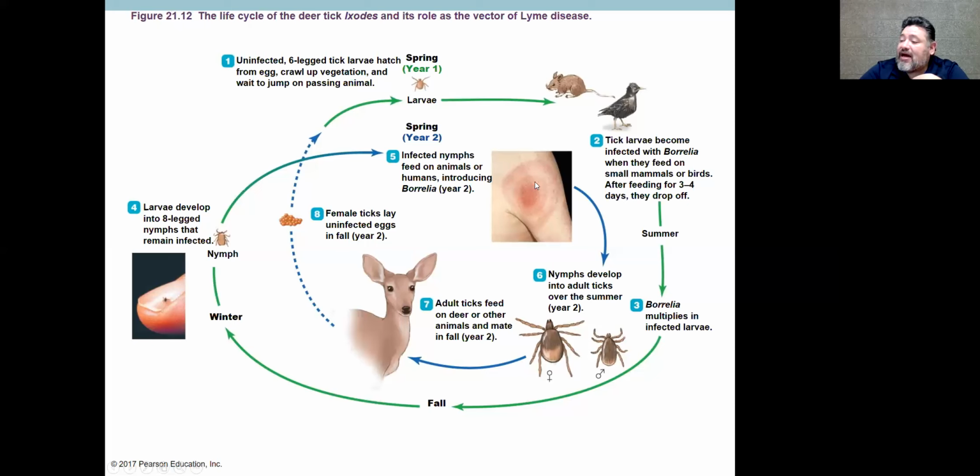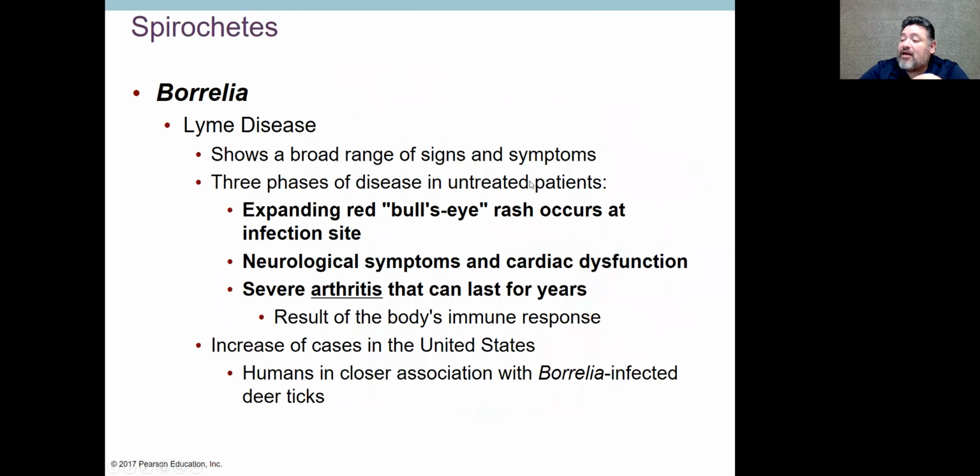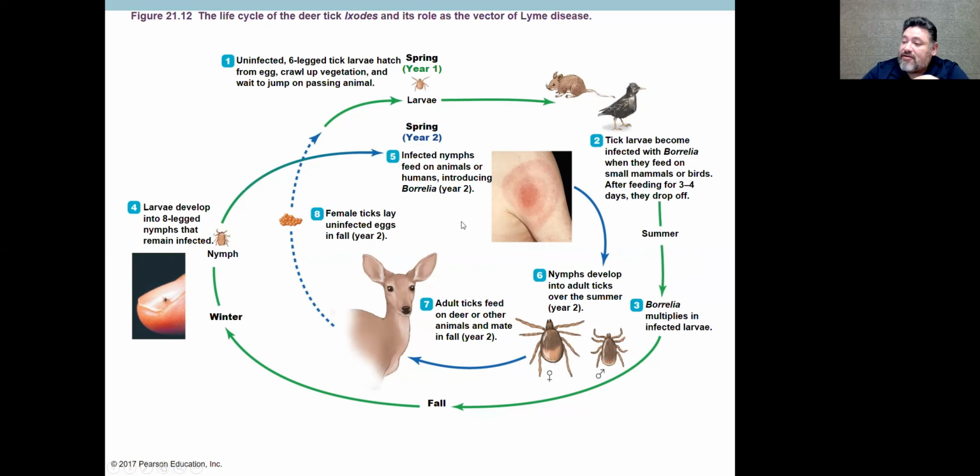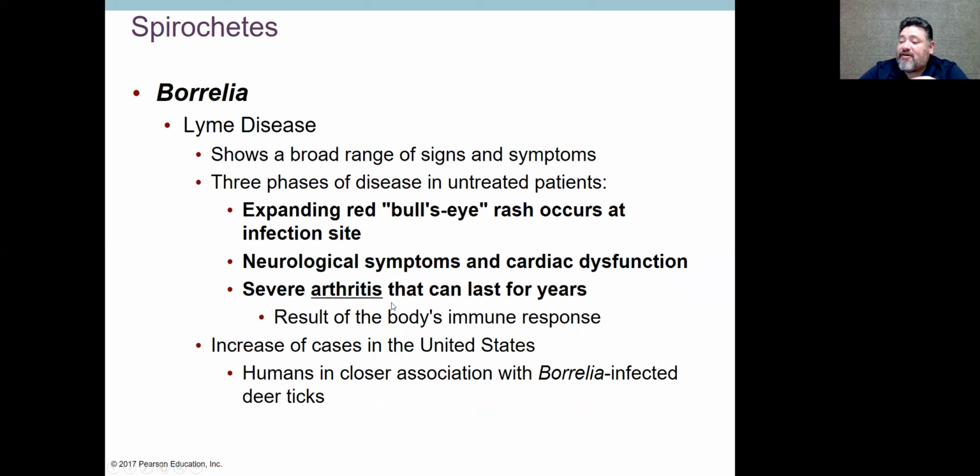And here we're showing the bullseye rash. Okay, that looks very good. That's a very good example of the so-called bullseye rash. It can cause a lot of problems, as you can see: neurological symptoms, cardiac dysfunction, severe arthritis.